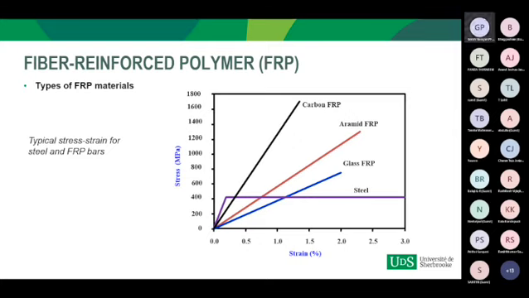There are different types of fiber reinforced polymer bars available in the market: carbon, aramid, glass, and basalt. The stress-strain plot shows how these fiber reinforced polymer bars compare with the steel bar. From this graph, two points should be noted. First, the glass fiber reinforced polymer bar has lower strength compared to the other two fiber reinforced polymer bars. And second, the strength of all the bars is greater than the steel bar. But the problem here is that the behavior of the fiber reinforced polymer bar is linearly elastic until failure.